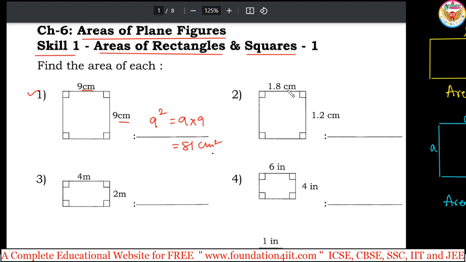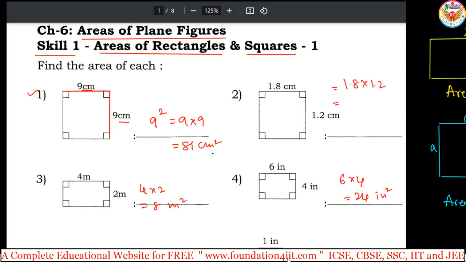Now if it is not the same, 1.8 and 1.2, you just multiply both. This is a rectangular shape. You can multiply this, and the answer will come in centimeters squares. Now 4 into 2, so 8. This is in square meters. Again, this is 6 into 4. 6 times 4 is 24, but it's in inches, so square inches. You can multiply just two adjacent sides, and if you multiply, you'll get the area.